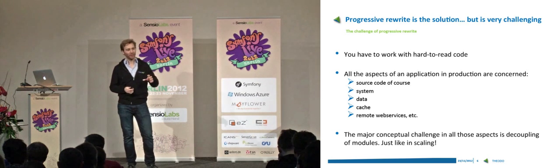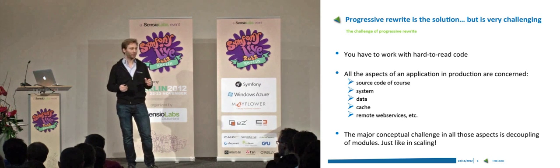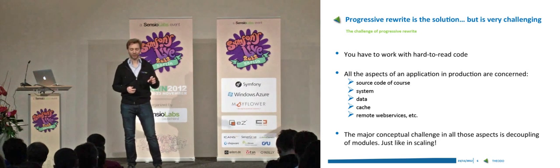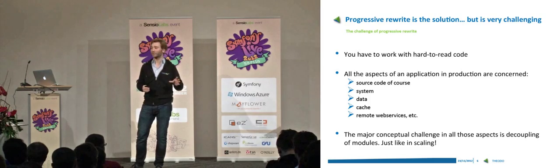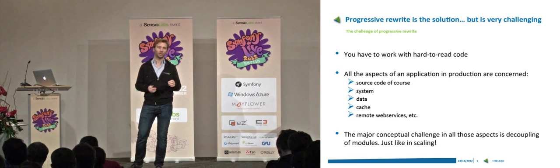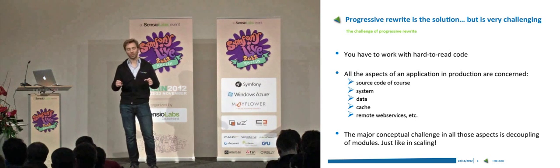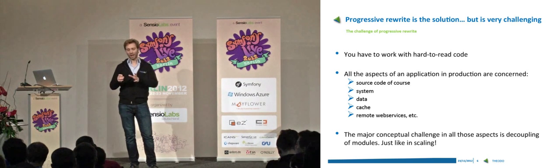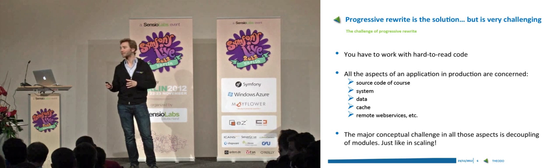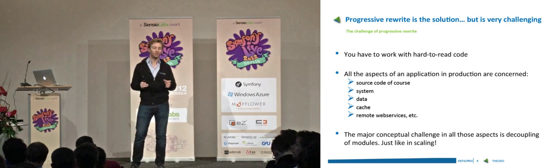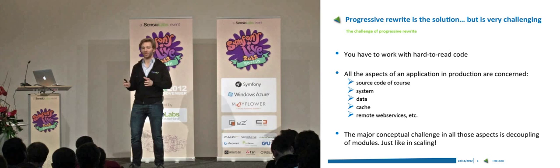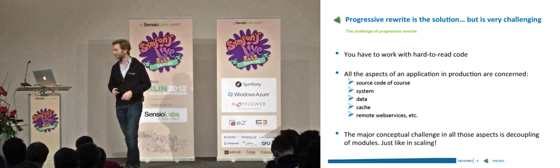And actually, from a really abstract conceptual point of view, it's interesting to note that the challenges that you are trying to attack when you're doing a progressive rewrite are really like the ones that you are attacking when you're doing scaling, because you are trying to decouple things, to isolate some modules that you will rewrite, just like in scaling when you're trying to decouple things and isolate some parts of your application on different servers.